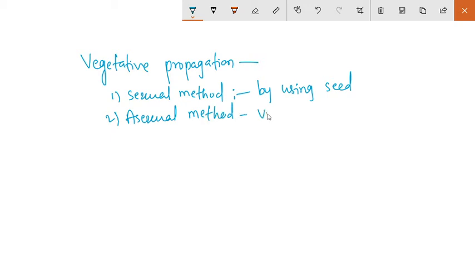The asexual method is also known as vegetative propagation. Vegetative propagation is done by using the vegetative parts like root, stem, or leaf. By using these vegetative parts, this propagation can be done, so it is known as vegetative propagation or the asexual method of propagation. Now we will discuss the asexual method of propagation.